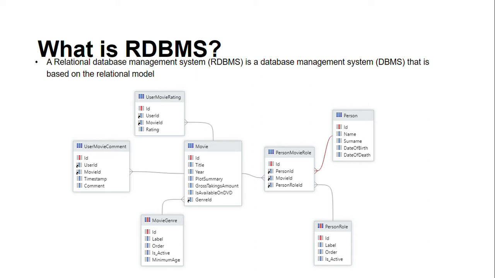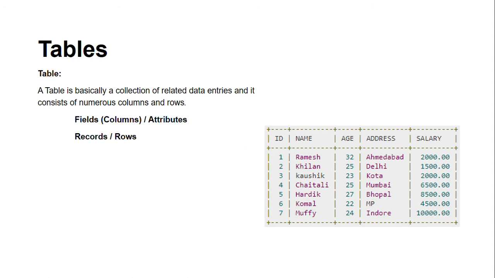Okay, let me move to the next point. When we are maintaining different tables, what are tables? A table is basically a collection of related data entries, and it consists of numerous columns and rows. Fields, columns, attributes: the table contains all these things.